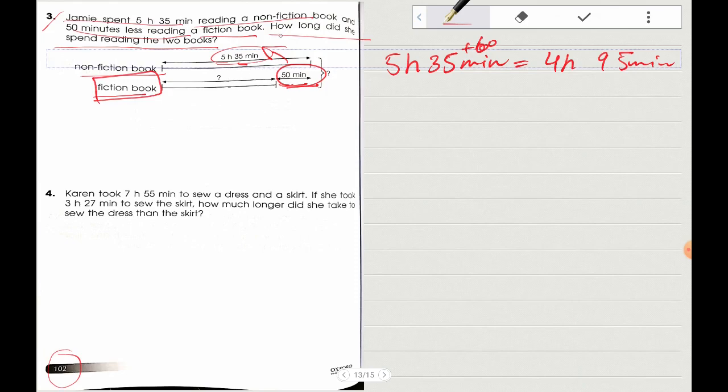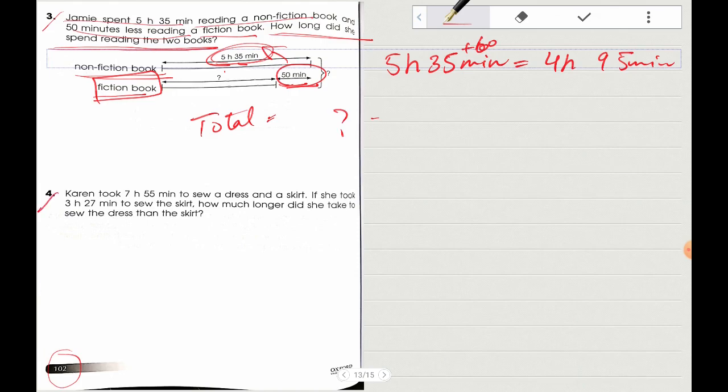What you have to find out is how long did she spend reading the two books? She has read the two books, fiction and non-fiction. You have both times. This is the non-fiction time. The time you find for the fiction book, with the sum you will find out the total. This is the time of reading of the two books.